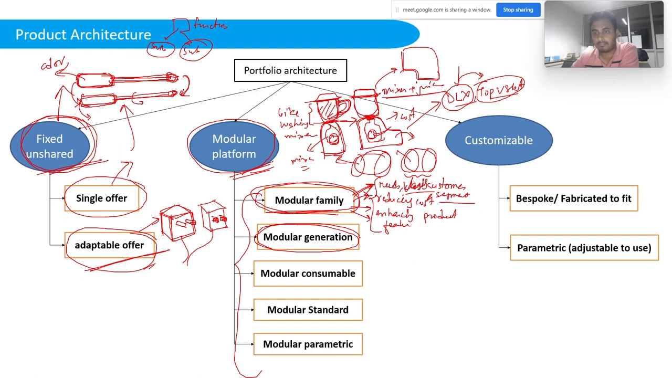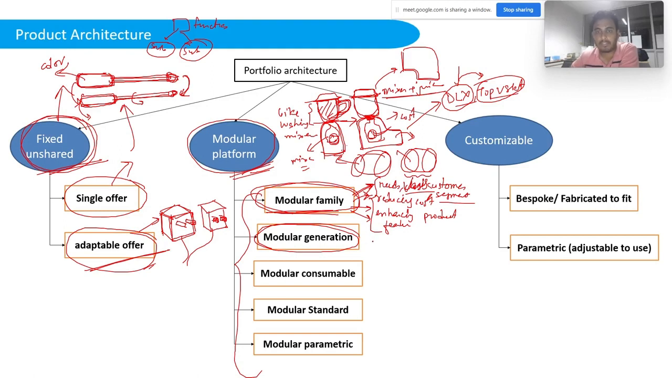Modular generation is something like, if customer need is changing over time, or maybe after 2 years their demand is changing. To meet that requirement, we change a little bit in the product and mitigate their requirement.